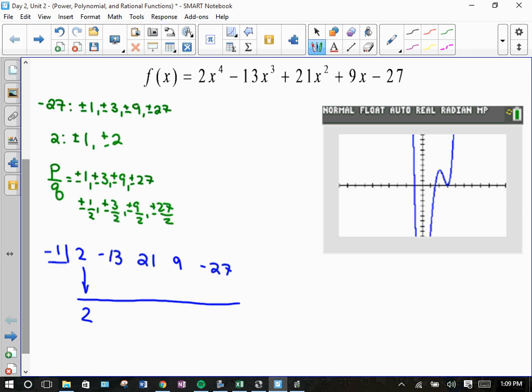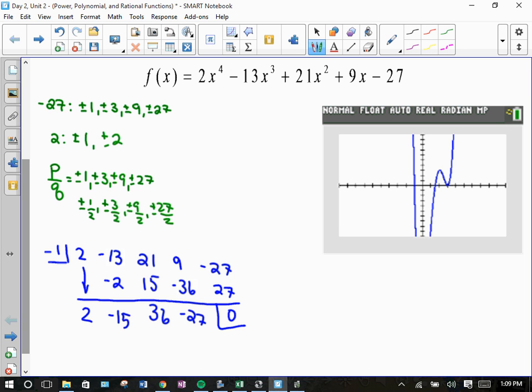So that's -1 times 2 is -2. -13 plus -2 is -15. -1 times -15 is going to be 15. It's going to be 36. -1 times 36 is -36. -27, it's going to be +27. This is 0.